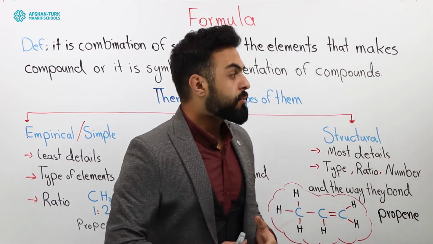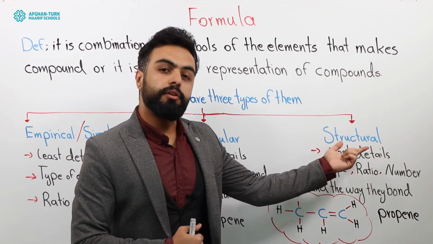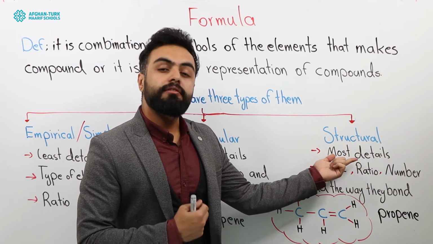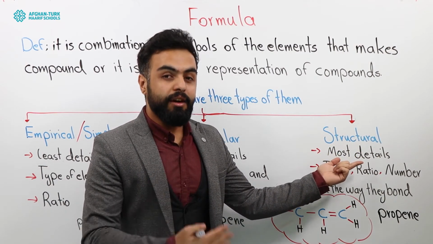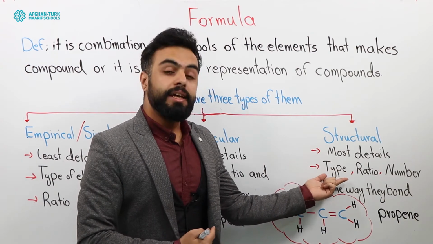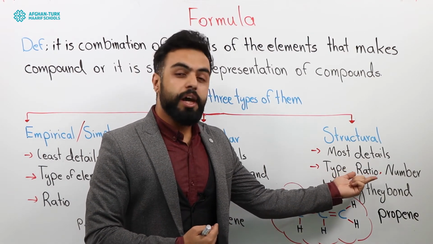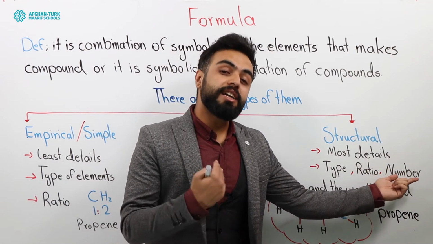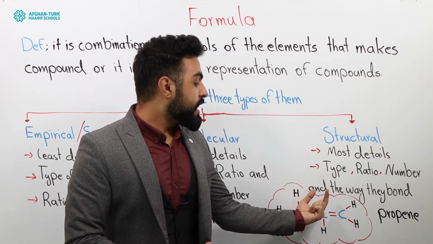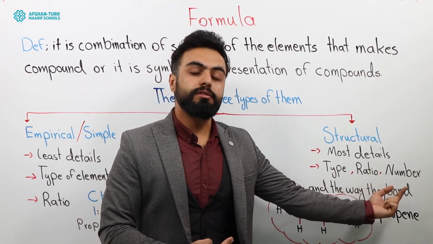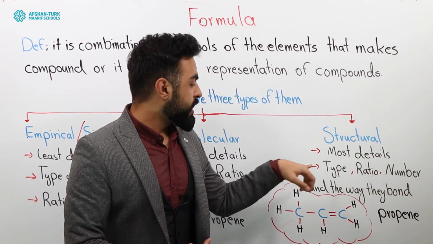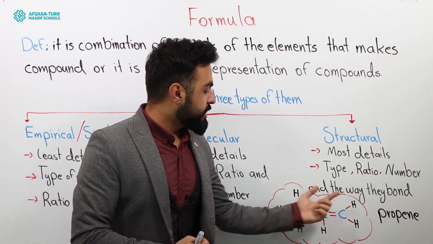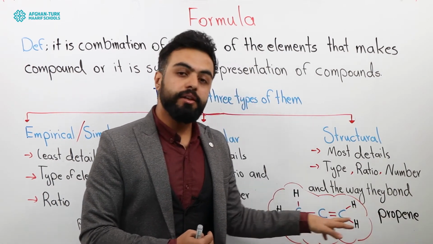And the third one is structural formula. It gives us more details than any other formula. It says which type of elements are involved, what the ratio is, what the actual number is, and the way they bond together. So here, type of element. Here it is the formula of propene, the structural formula.